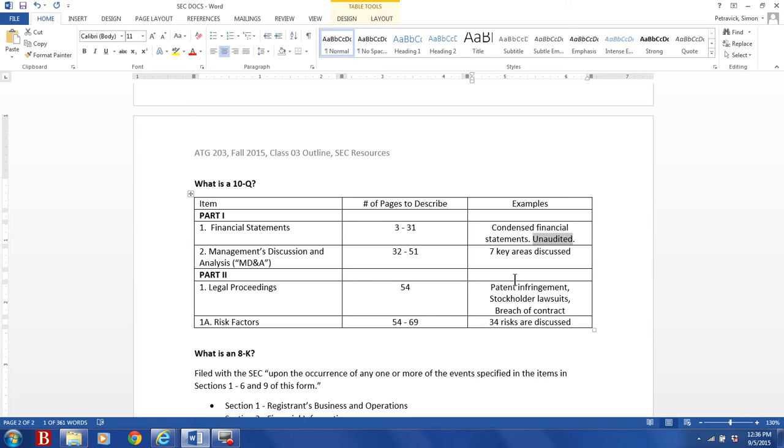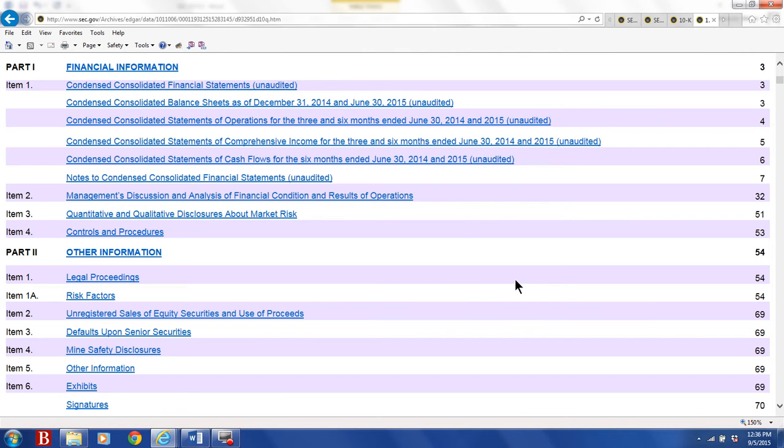There is a procedure called a review that the independent auditor does every 3 months before these quarterly statements are issued. It's much limited in scope. It doesn't go through as much detail, and you'll learn more about that when you get to your auditing class.